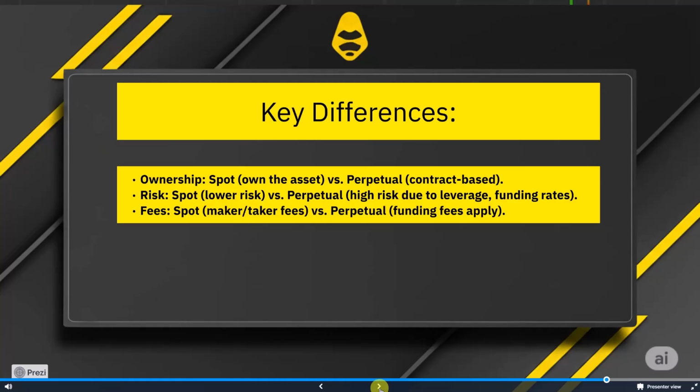With spot, it's lower risk. You don't get liquidated or anything like that. You just hold it, and there's actually no leverage. But with perpetual, there's higher risk because of leverage and funding rates. As for fees, you only get charged maker and taker fees for spot, but with perpetual, you also get charged a funding fee, which is kind of like interest for holding that position while you're trading.